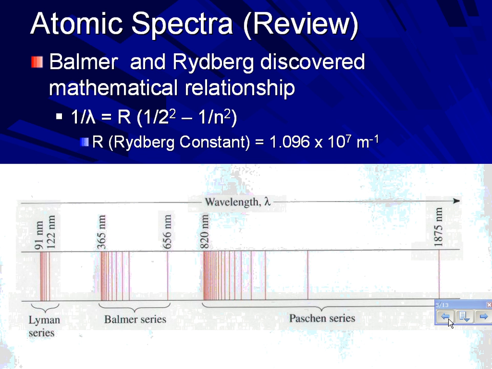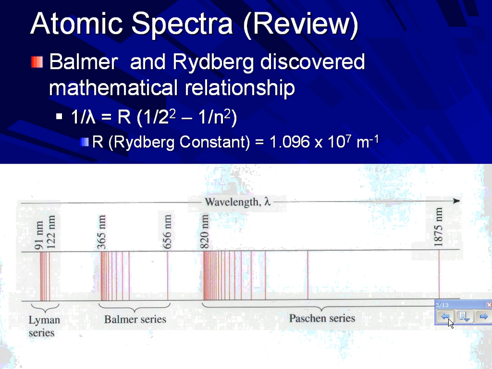1 over the wavelength of the spectral line equals R, this constant, times really 1 over 4, but it just looks better if you write 1 over 2 squared, because you see there's this relationship, this inverse relationship between the numbers squared. And then the number n in the second part, n being an integer. It can be 1, 2, 3, 4, but it can't be anything in between. It can't be 1.2. It can't be 6.4. It has to be a whole number.